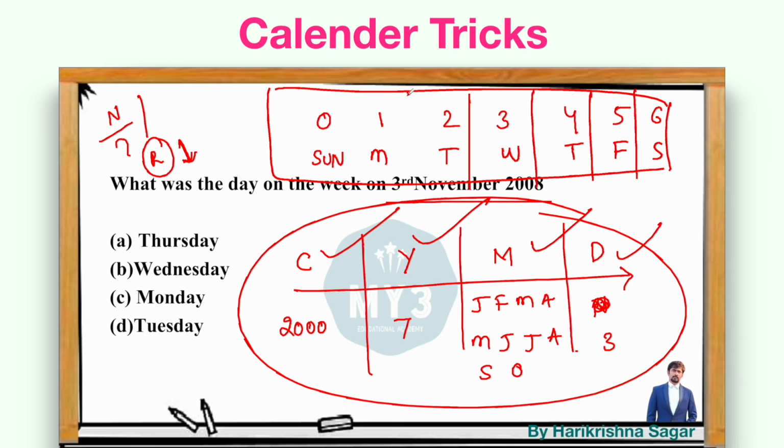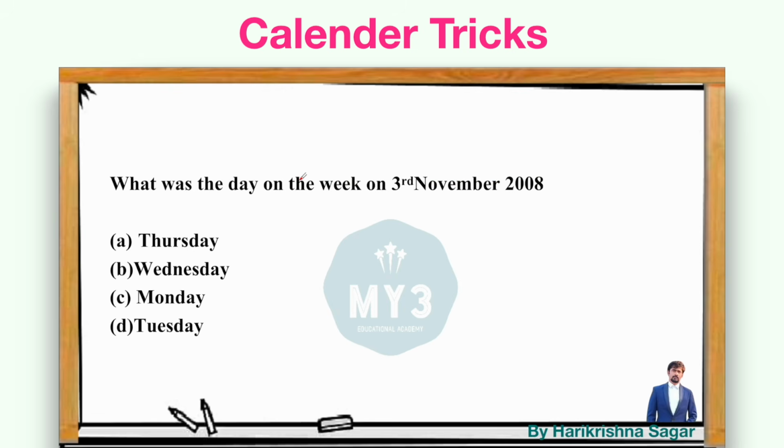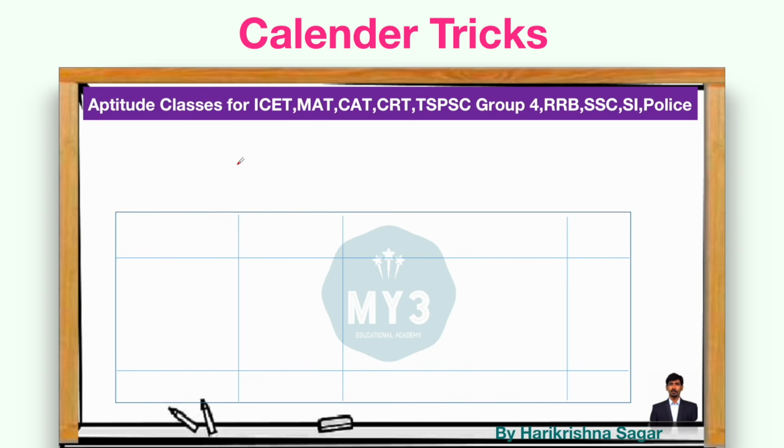Hope you are able to understand. And why I am calling it the without reference model is that previously we had one reference day, like "today is Sunday" or "today is Monday." Here there is no reference. That's why we are calling this model of question without reference. Let's take this question and solve it, and you will get a clear understanding. So, 3rd November 2008: what day is it?